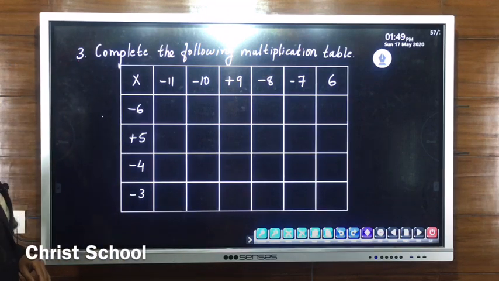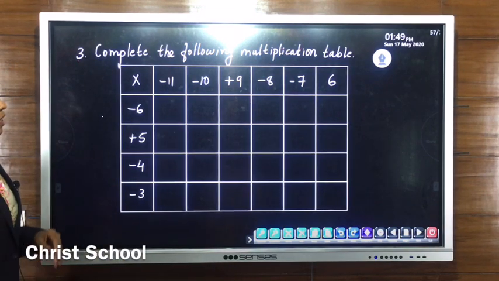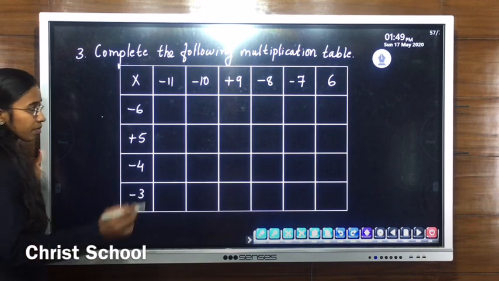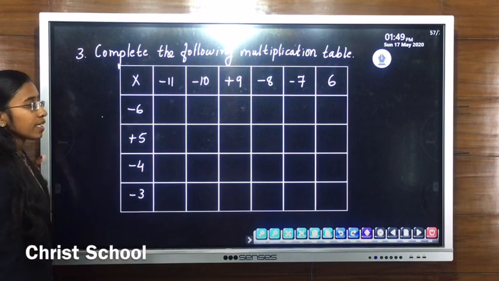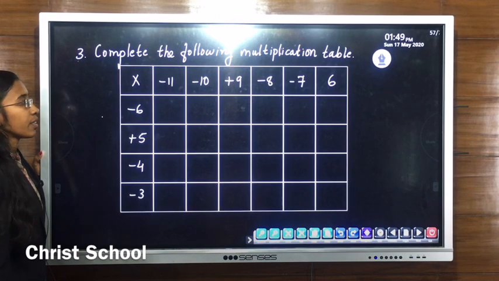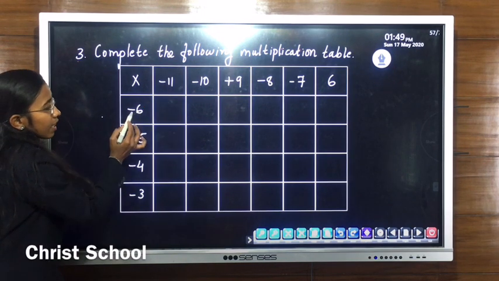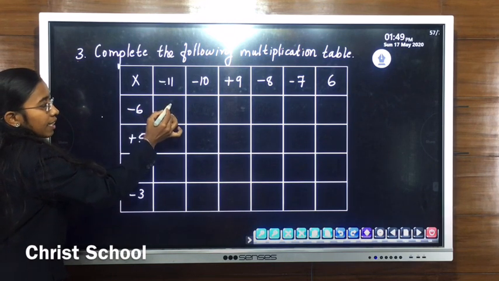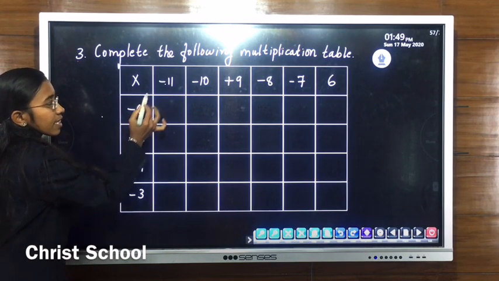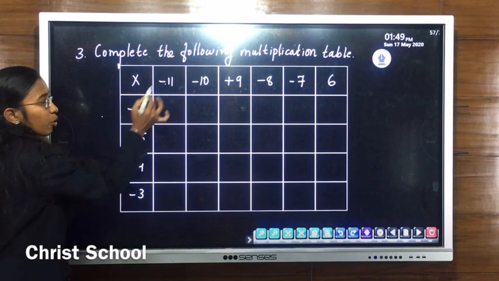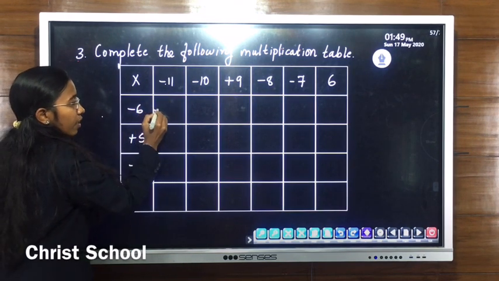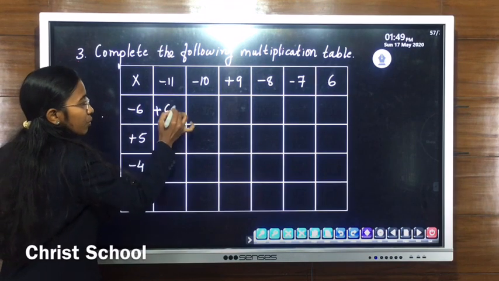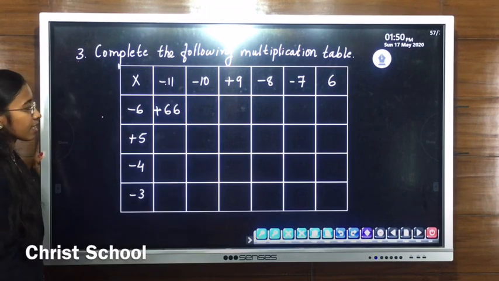Third question. Complete the following multiplication table. Actually here just multiply the number and apply the sign. Which means here we are multiplying this number and this number and write the answer here. That is minus 6 into minus 11. Both are negative. So our value is always positive. What is 6 into 11? 6 into 11 is 66.